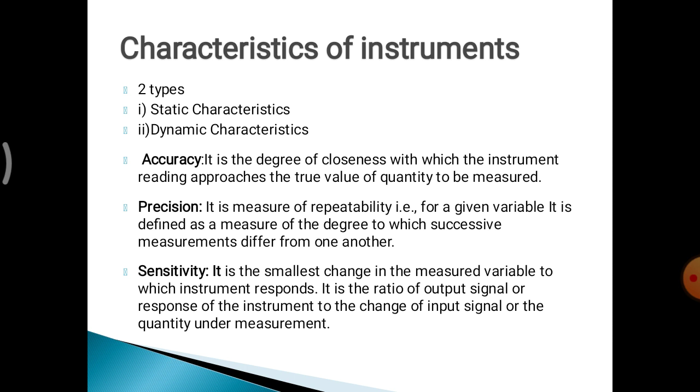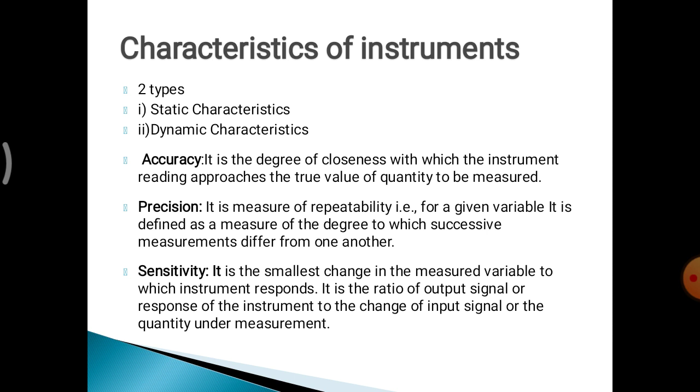So what is accuracy? In your measurement, assume there is one true value, a theoretical value, and you take some readings. Assume your true value is 10 amps and you take many readings, like 9 amps, 9.5, 9.8, 9.7. In this set, which is the most accurate value? It is 9.8, because our true value is 10 amps and that is the closest to it. That is called the accurate value.